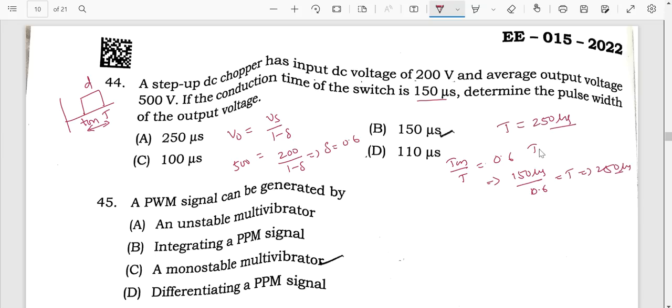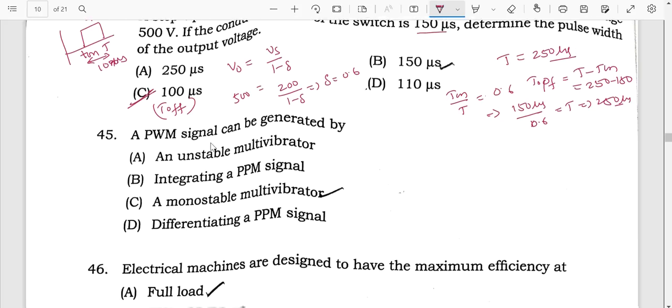What about the T off is equal to capital T minus T on. That is nothing but 250 minus 150. So width of this one will be 100 microseconds. So 100 microseconds is the answer. That is a T off period. Answer is C, 100 microseconds. Okay, so please check the answers, right?